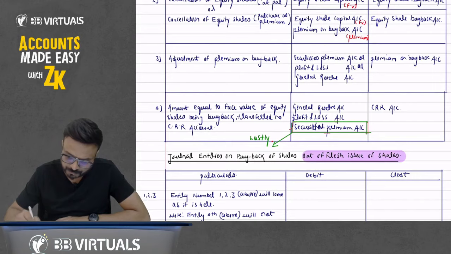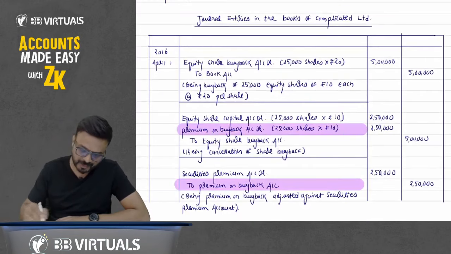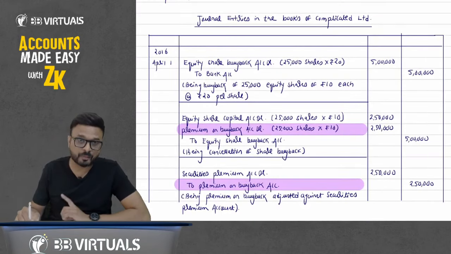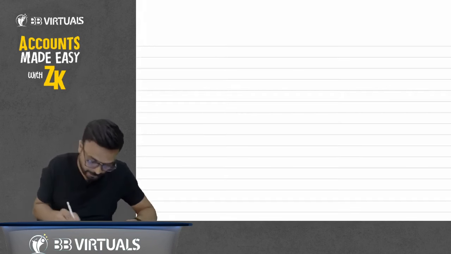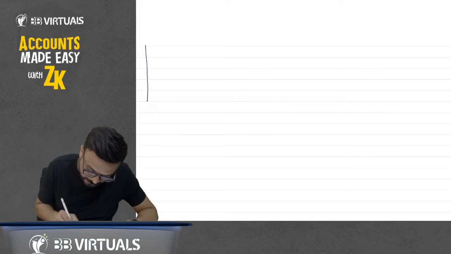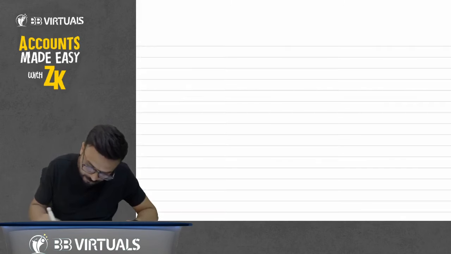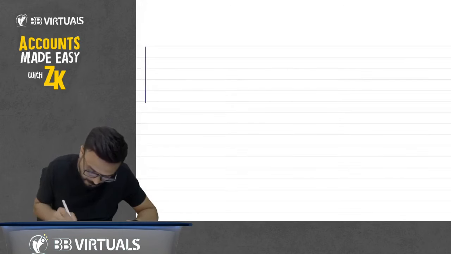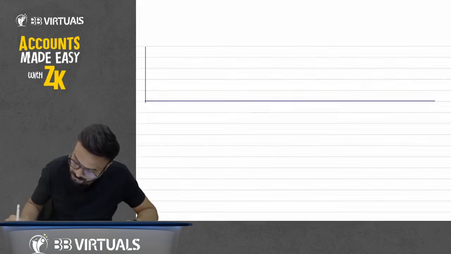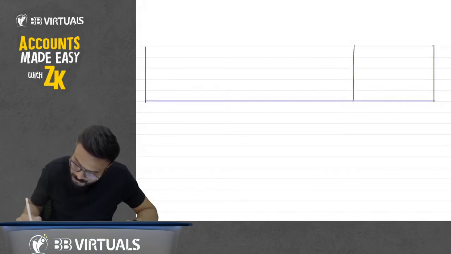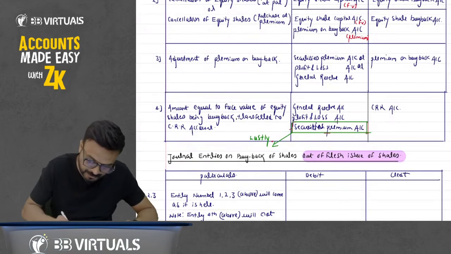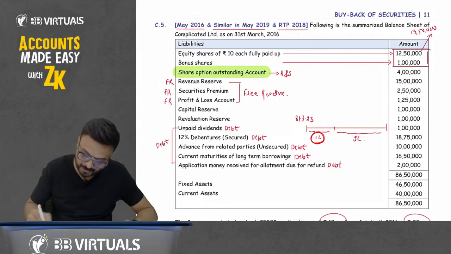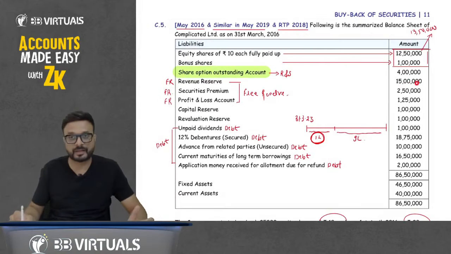So here, how much have we transferred to CRR account? We have to transfer the face value of buyback. The face value of buyback is 2,50,000. Write the fourth entry now. Here in the fourth entry, whether we have some balance in revenue reserve or something, just give me a minute. Yes, in revenue reserve we have enough balance, we have 15 lakh.